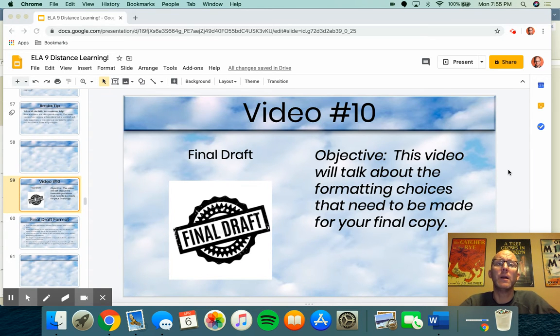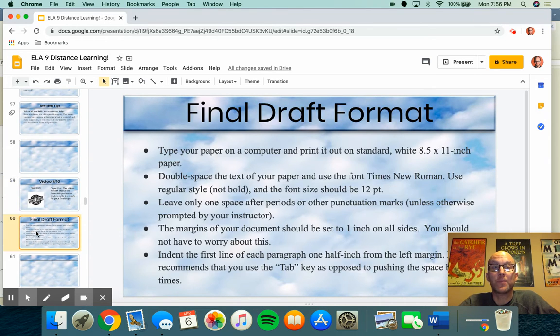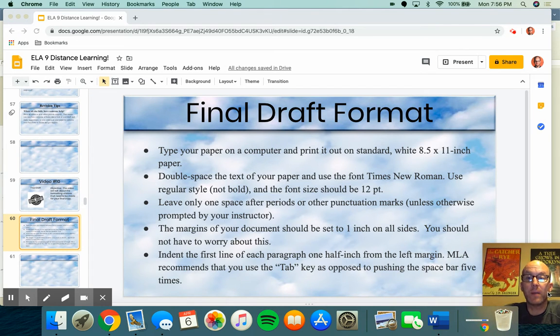So what does this mean? Well, if you're going to type your final copy, then these are the structures that you have to do and how you have to set it up. So what we're talking about here basically is the format, the structure. So when we're talking about formatting your paper, first of all, we're talking about MLA.